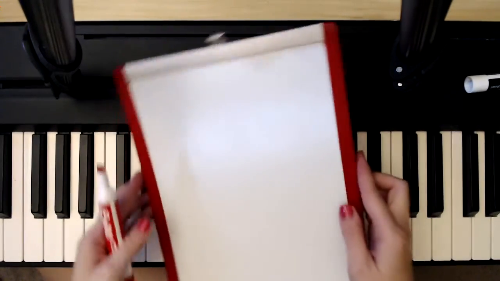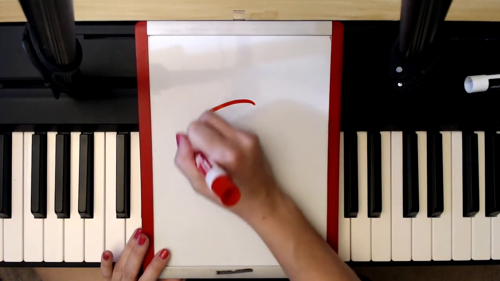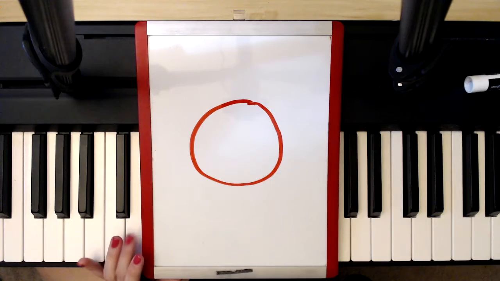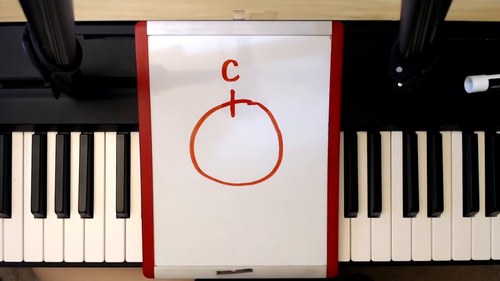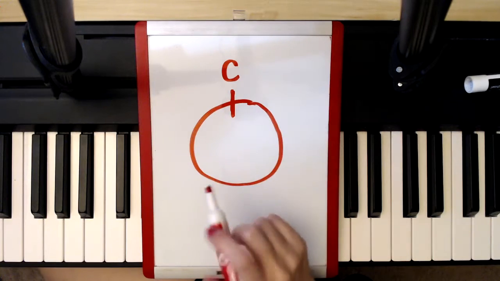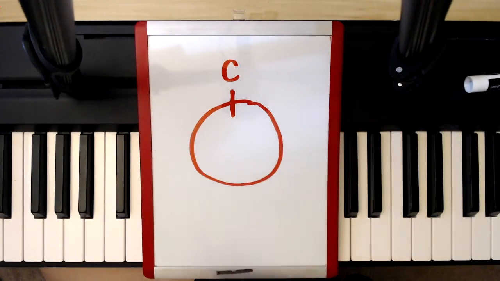Ooh, sorry for the blurriness. Okay, so I'm going to go ahead and draw a circle. I'm going to keep it kind of smallish. Okay, now I'm going to start this top one with C. The reason we start at C in the middle on the top is because C is neutral. It has zero sharps or flats within the key.